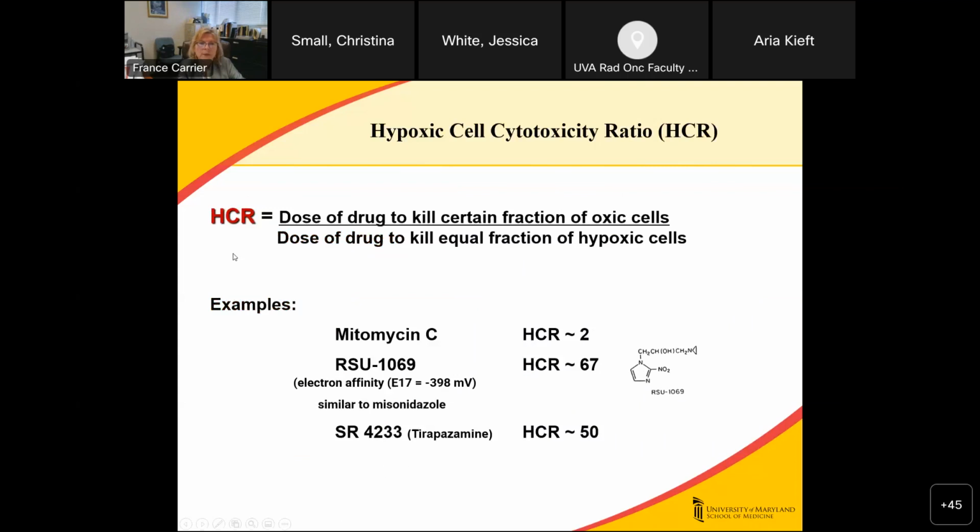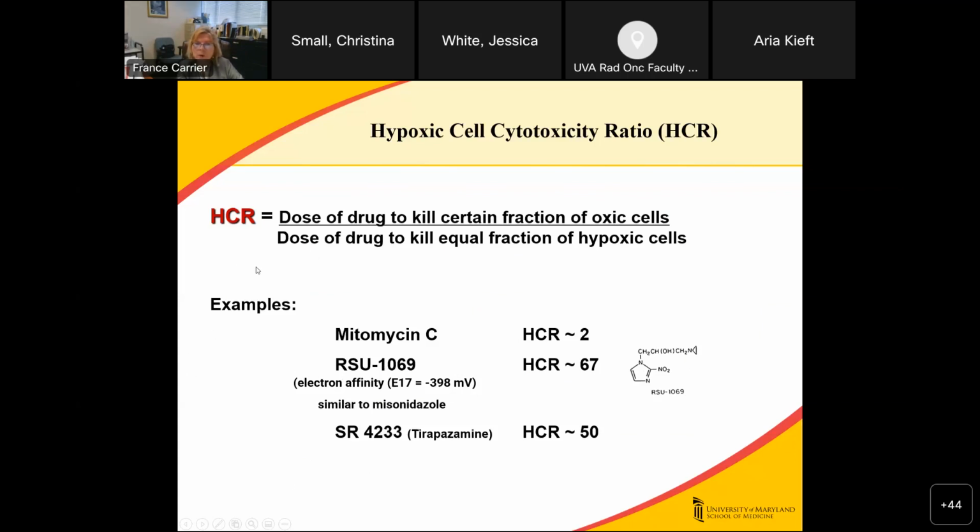So how do we calculate the effect of a drug? That's what is called the HCR, the hypoxic cell cytotoxic ratio. This is the dose of the drug needed to kill a fraction of cells under normal conditions over the dose of drug needed to kill that fraction when the cells are grown under low levels of oxygen, or hypoxia. Here are just examples of different drugs. Like I said, mitomycin C is mild, with a ratio of about 2. And this is for another drug with similar electron affinity. This one has an HCR of 67, and then tirapazamine is a 50-fold. So you have a different range.